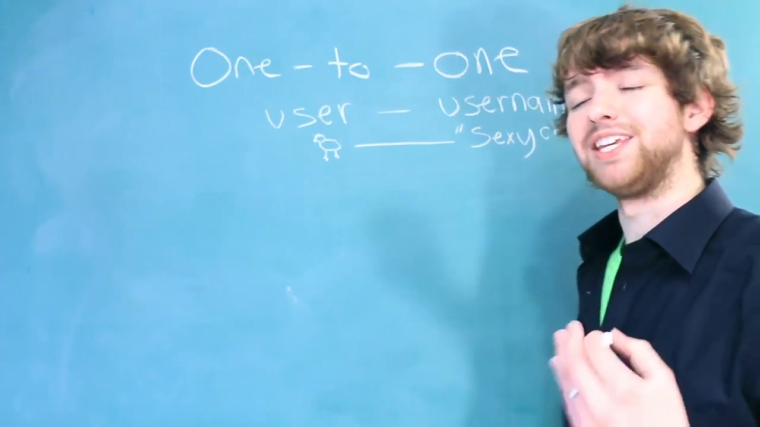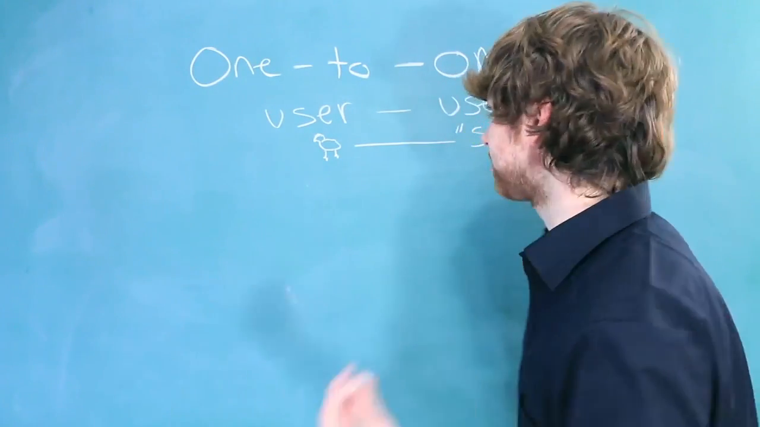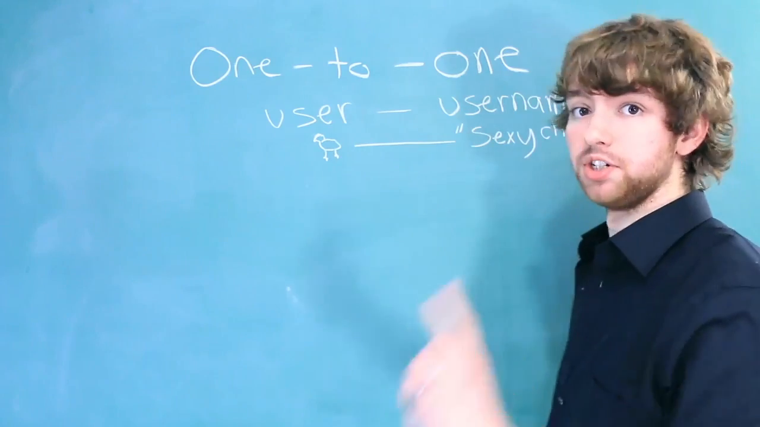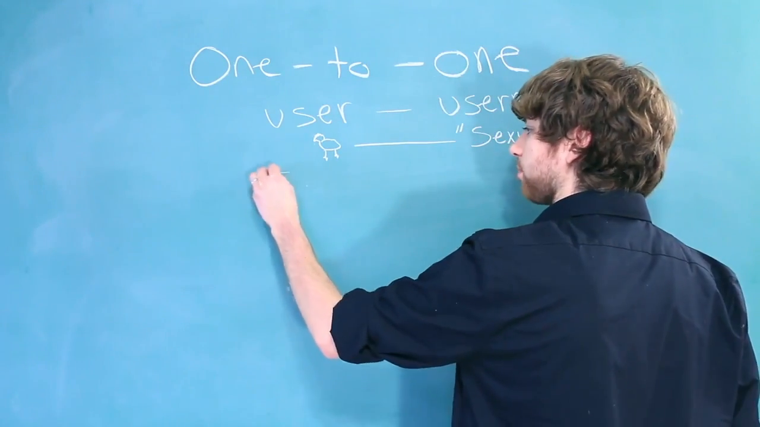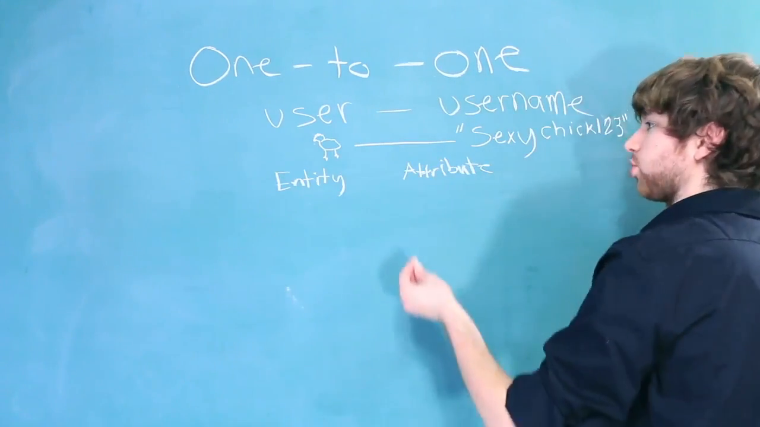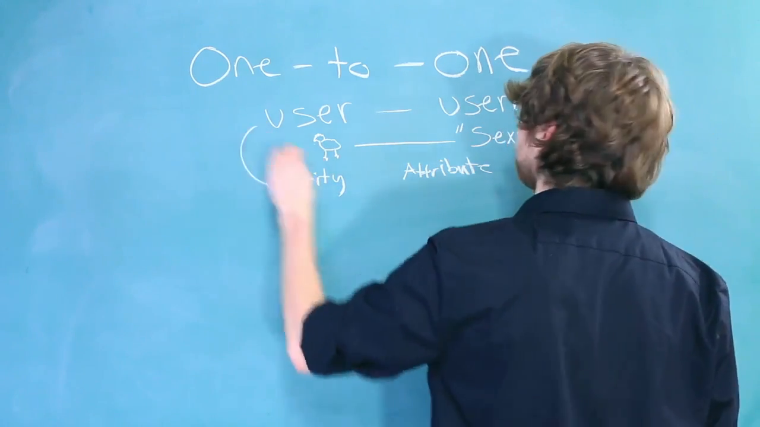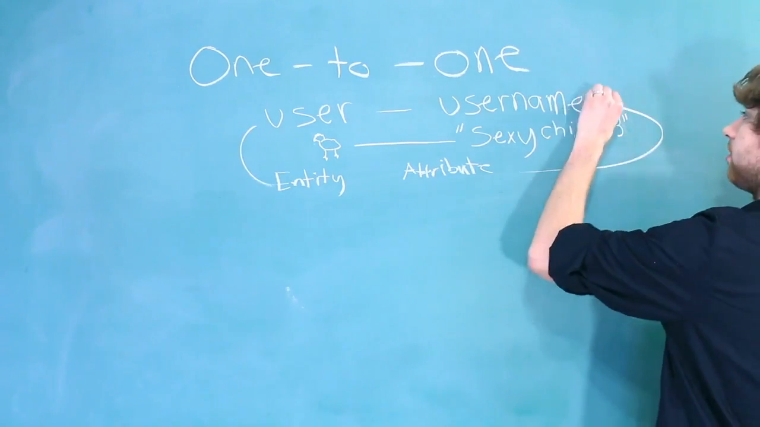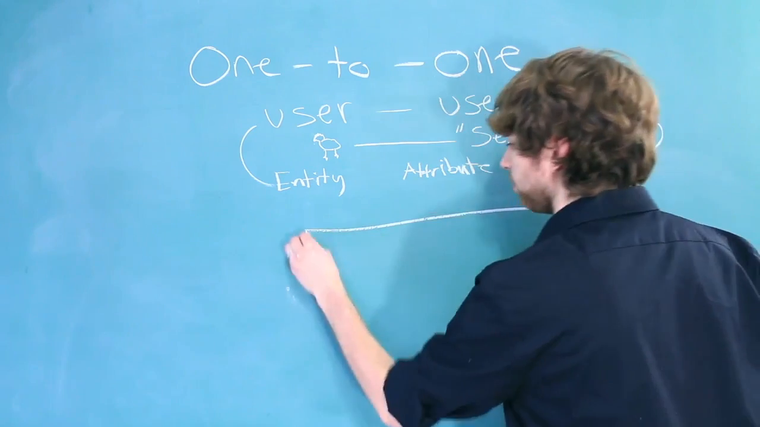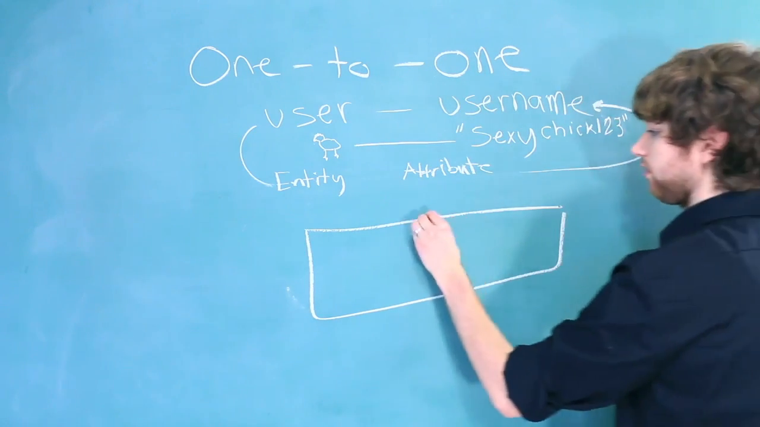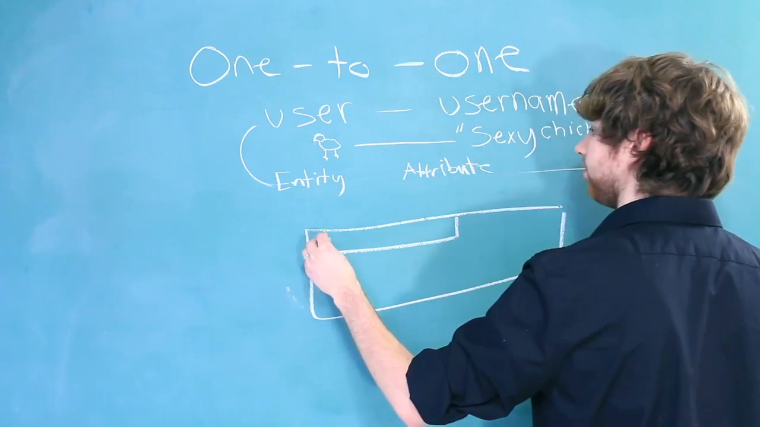One-to-one relationships are the easiest ones to design. That's because you only need one table to do it. This brings us back to the terms entity and attribute. In this situation, the entity is the user and the attribute is the username. So we can just have a user table, and one of the columns could be the username.